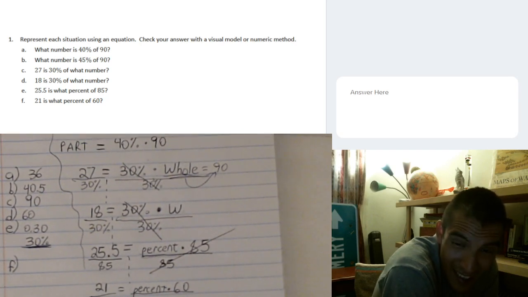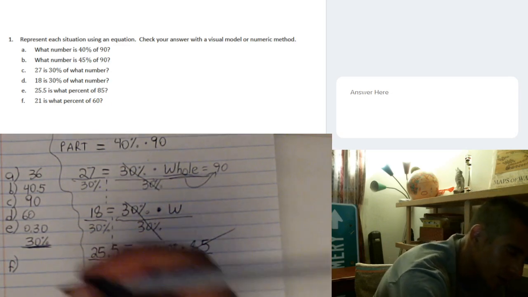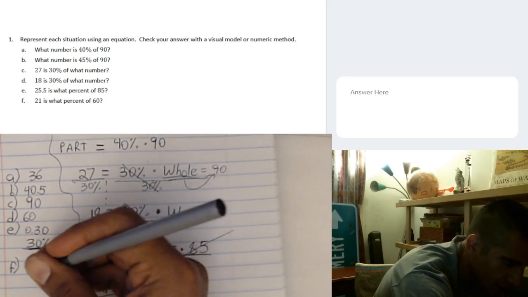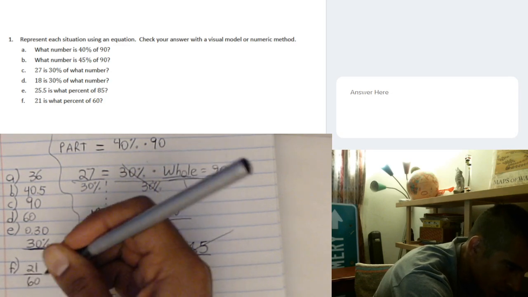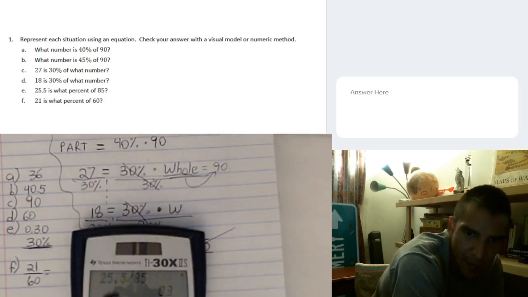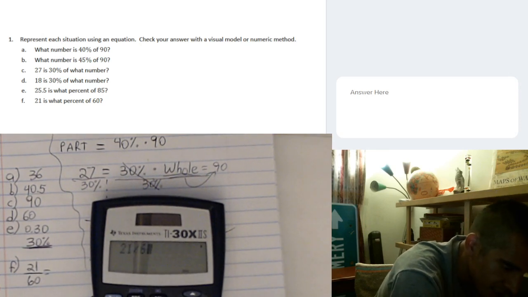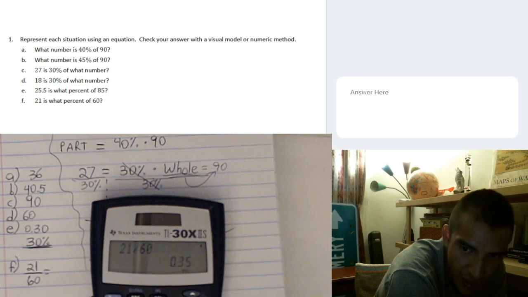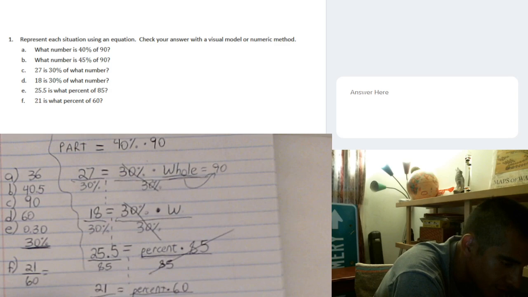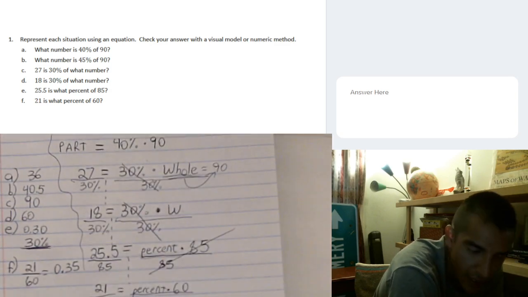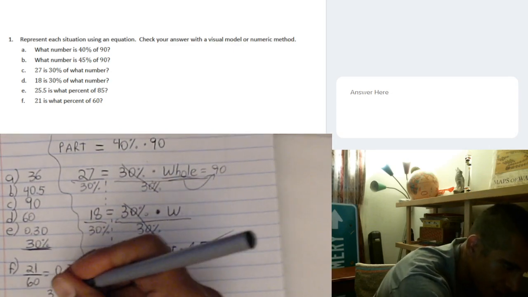I also want to show you kind of a shortcut. They say 21 is what percent out of 60? Well, you can just skip to the fraction step, which is 21 is the part out of 60, the whole. If you know how to make that fraction, 21 part out of 60, which is the whole, and you hit equals, you can get your answer right away. Look at that. You get 0.35, and this is a decimal, 0.35, and 0.35 means 35%.